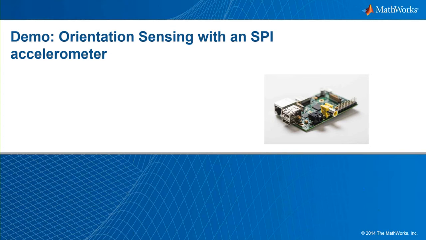In this demo, we will use the LIS331 SPI digital 3-axis accelerometer sensor from SparkFun. This sensor will connect to the Raspberry Pi using the SPI bus. We will demonstrate how to work with this sensor, make measurements, and build a simple orientation sensor based on the measurements.